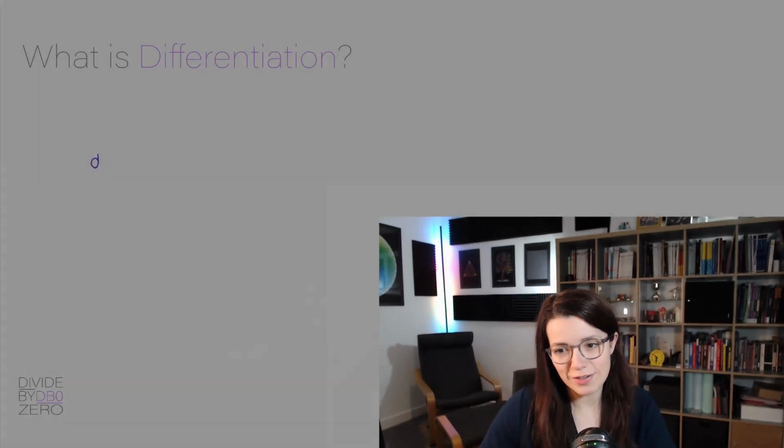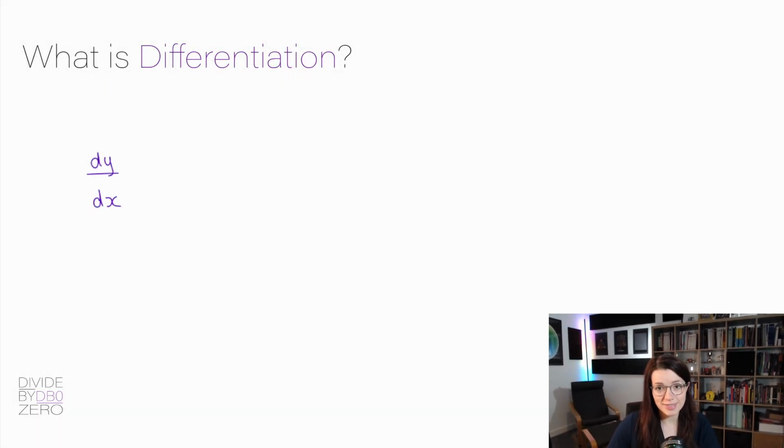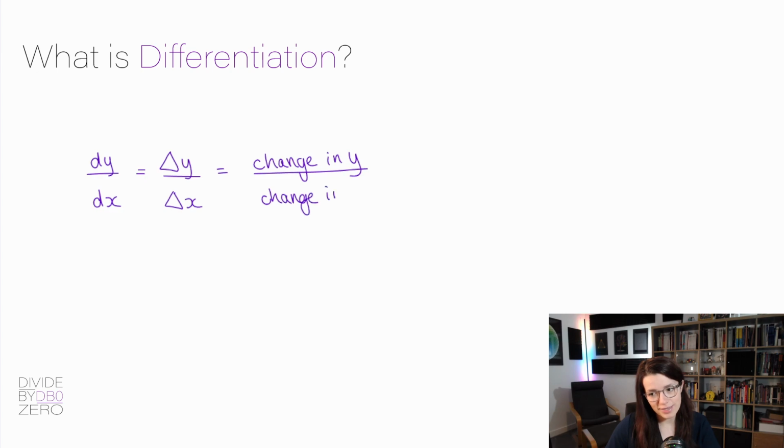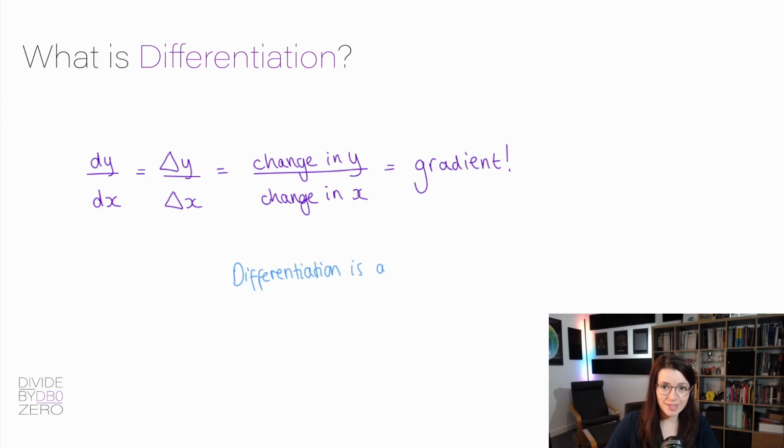When you first learn about differentiation, you'll come across the idea of dy over dx pretty quickly. At a high level, dy over dx is related to delta y over delta x, which in turn is related to change in y over change in x. And you may recognize this as being one of the formulas for calculating the gradient. So differentiation is really a tool for calculating the gradient.